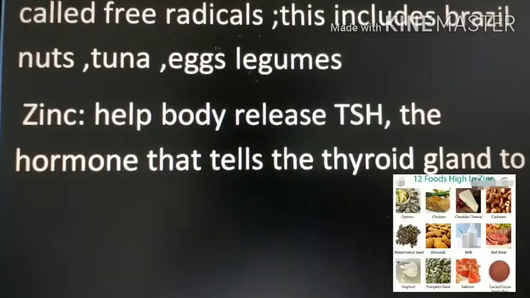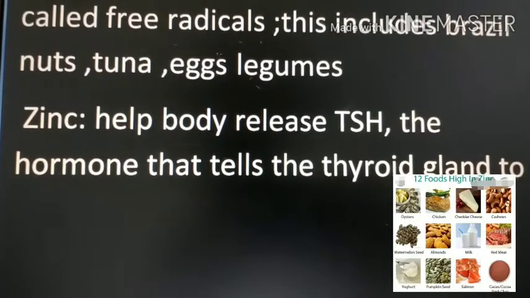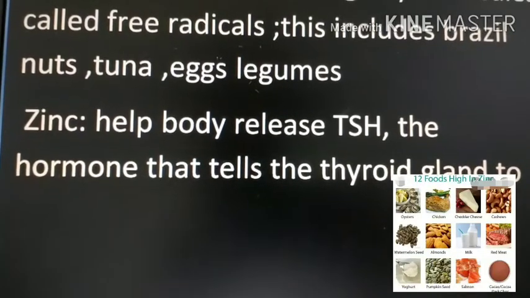So next is zinc. Zinc will help the body to release the TSH. TSH is secreted from the pituitary gland, which will activate the thyroid gland to release those two hormones.